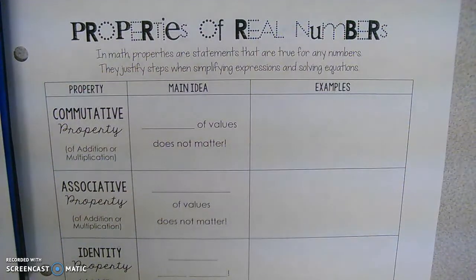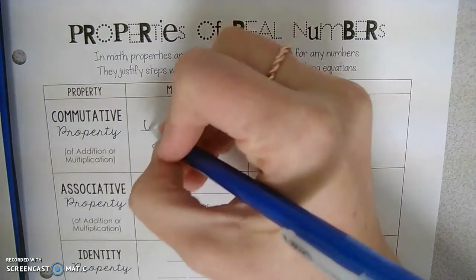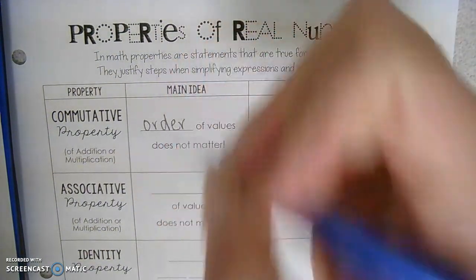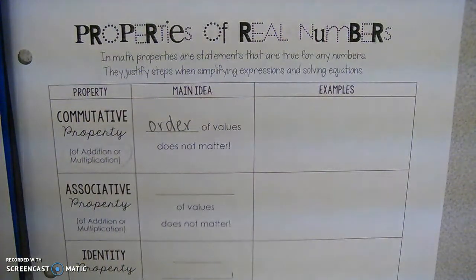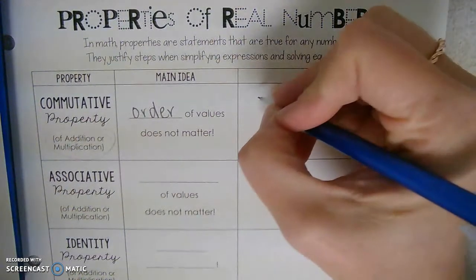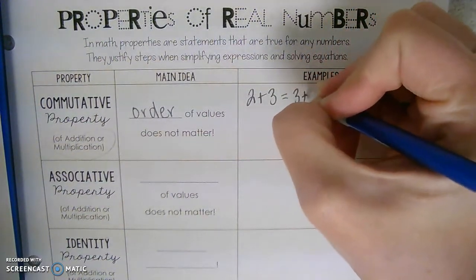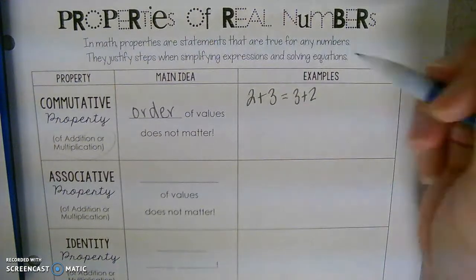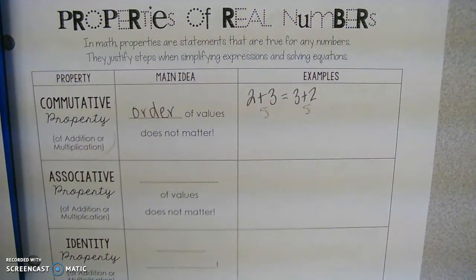These notes will cover the properties of real numbers that you will need to know. The first one is the commutative property, and what that one says is that the order of the values does not matter. And right over here, make sure you notice that's only in addition or multiplication. So for instance, if you do 2 plus 3, that is the same as 3 plus 2, because no matter which way you add them, you get 5 either way.